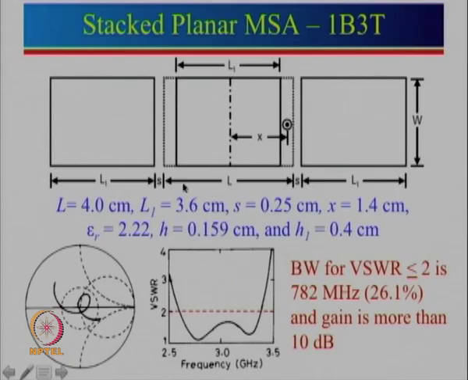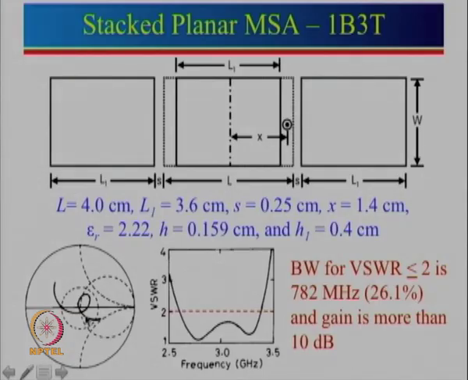Again, just to mention, the length of the bottom patch is taken as 4 centimeter, the top patches have a length equal to 3.6 centimeter, the gap is taken as 0.25 centimeter, and the feed point is very close to the edge. You can see that this is 4 centimeter, and the feed is very close to the edge. Epsilon r for the bottom substrate is taken as 2.2, with a thickness of 0.159 centimeter, and these 3 patches are in the air, for which the height is taken as 0.4 centimeter. Now, these things have been optimized.